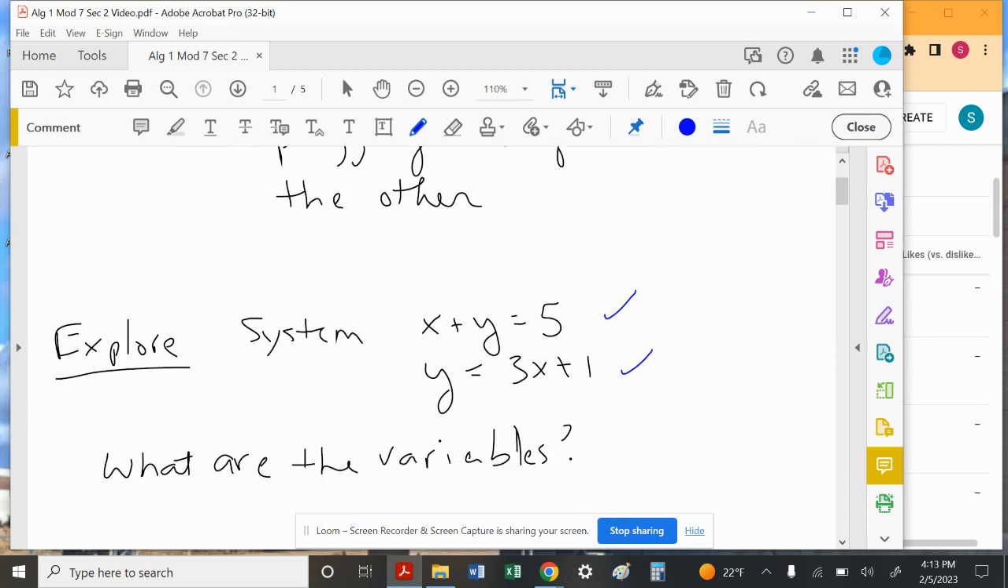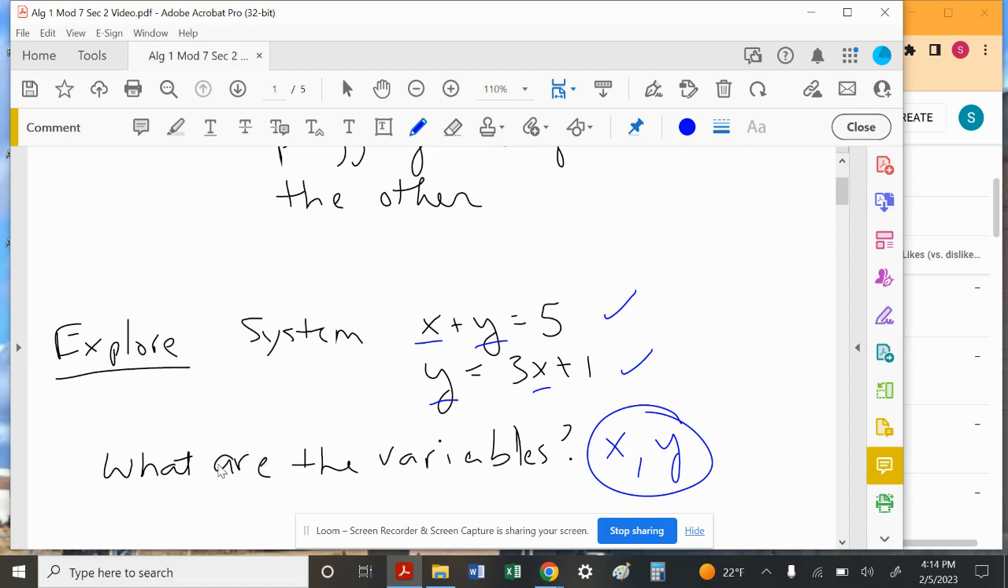So the big question here is just, what are the variables? Notice that we have an x and an x, so one of my variables is x. And I have a y and a y, so my other variable is y. Notice that the numbers are not variables, even the one in front of the 3. The x can be changing, that's why it's called a variable, because it can change. And y is the same thing. So we have x and y in both of those cases. And that's really just the first step in understanding what a system is.